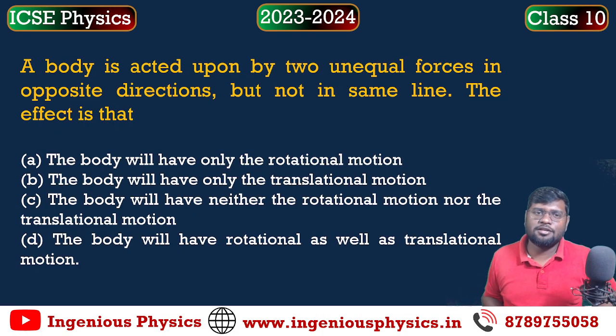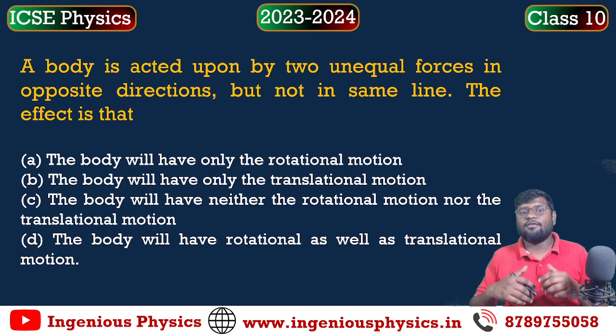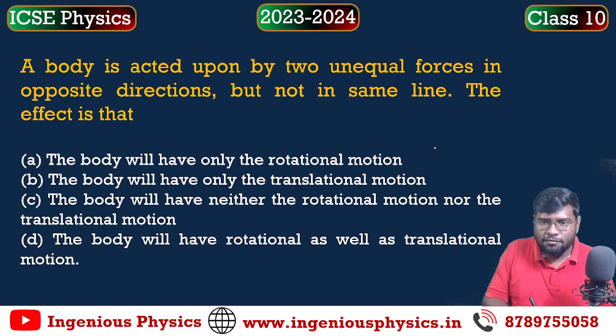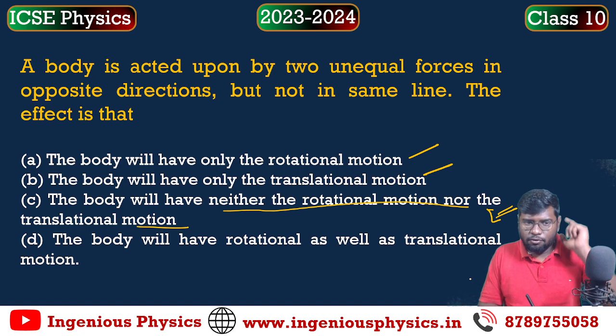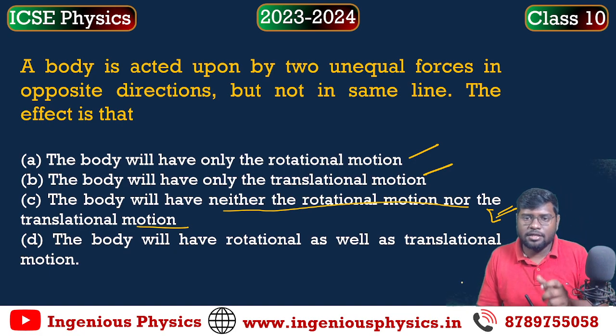So now let us move to the next question. A body is acted upon by two unequal forces in opposite direction, but not in same line. What will be the effect? The body will have only rotational motion. The body will have only translational motion. That means in the first option, it is saying there will be only rotation, and in another only translation. In the third one, they will have neither rotational nor translational, means no motion, right? The body will not move as per the third point. What about the fourth point? The body will have rotational as well as translational motion, right?